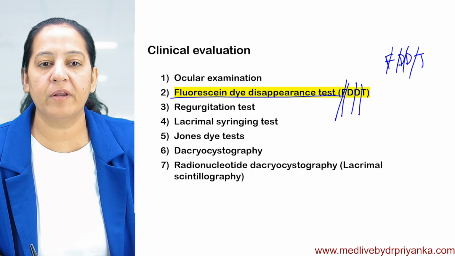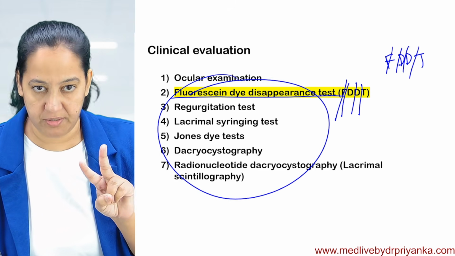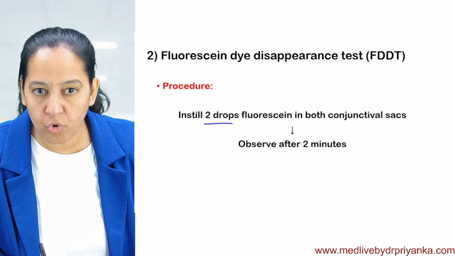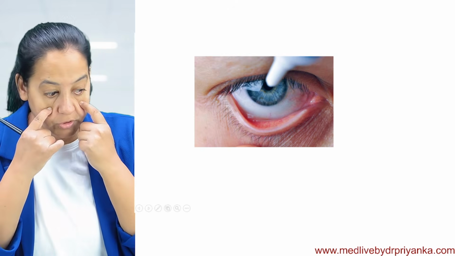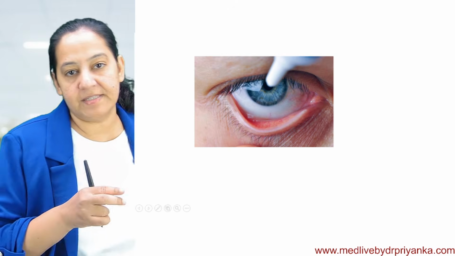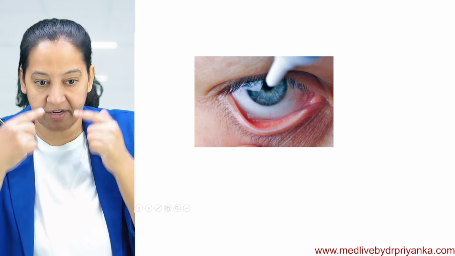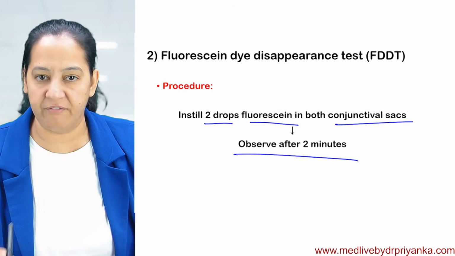What is the procedure? Now in all of these tests, I will teach you two things: the procedure and interpretation. So what's the procedure? Instill 2 drops of fluorescent dye in both conjunctival sacs. Can you see, in both right and left? Suppose this is the fluorescent dye. Instill 2 drops here, 2 drops here in the lower conjunctival sac. So suppose I'm having a watering eye, and observe after 2 minutes.